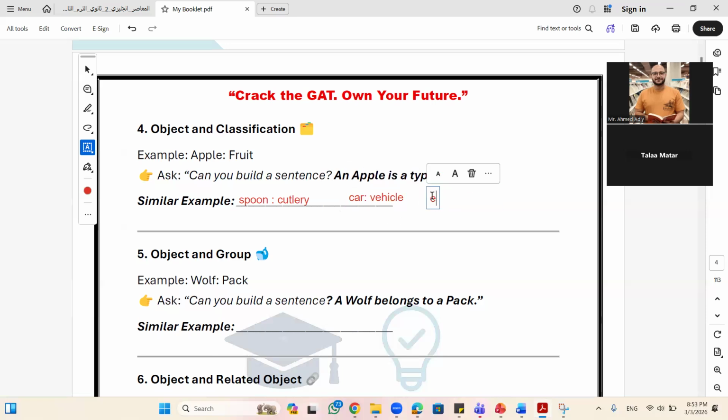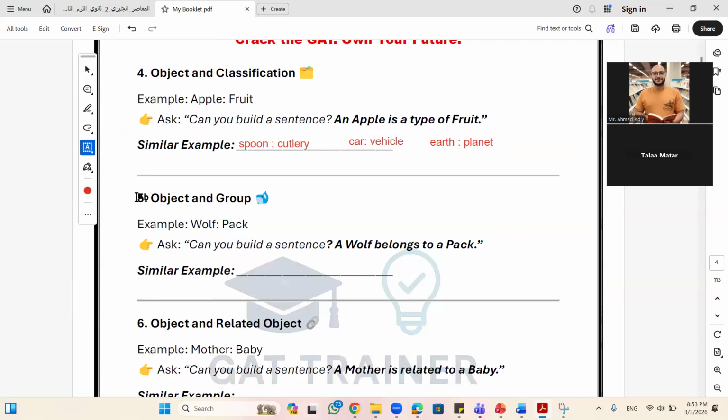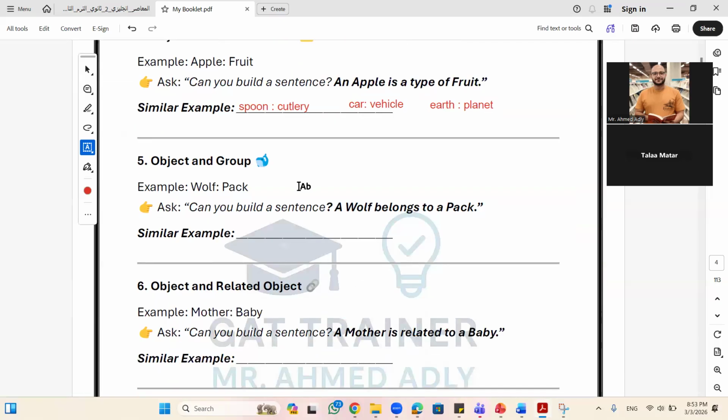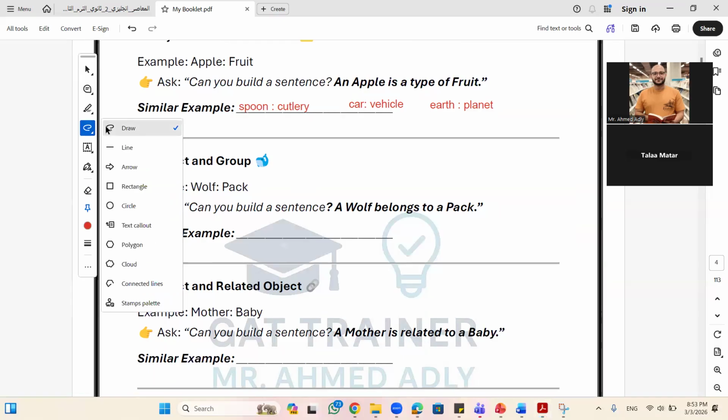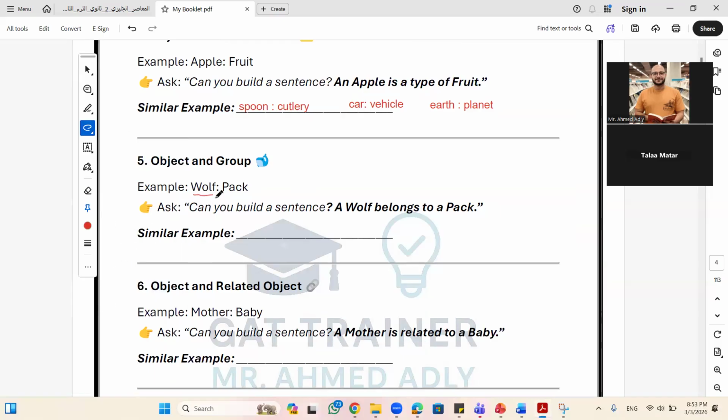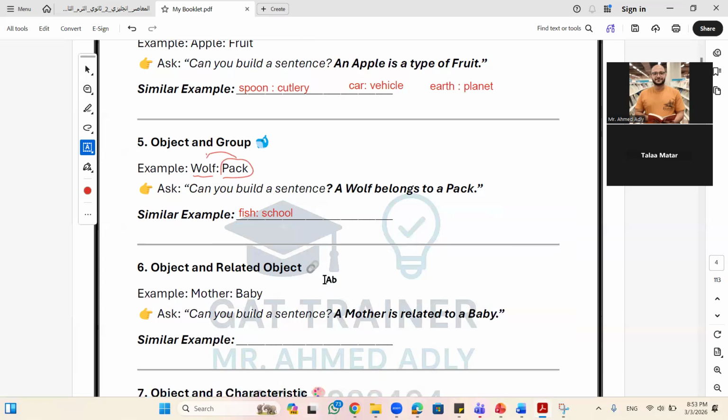Earth is a planet. Sometimes we have an object and a group of it. For example, a wolf. A wolf is a pack of wolves. What is a pack? This is a group of wolves. What do we call a group of fish? School. Perfect. School of fish. So this is the collective noun or the group.